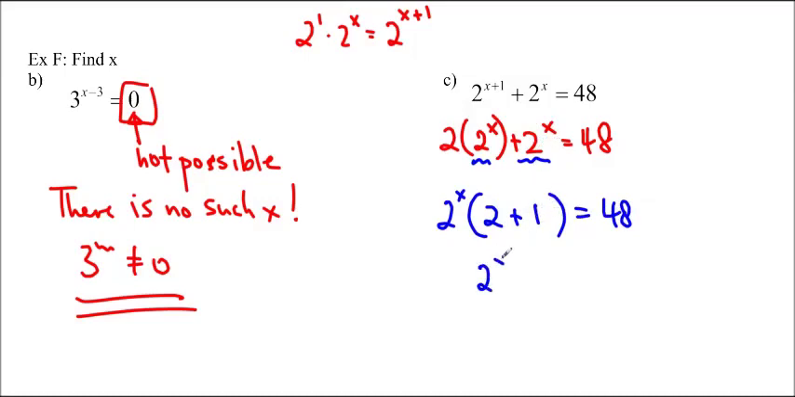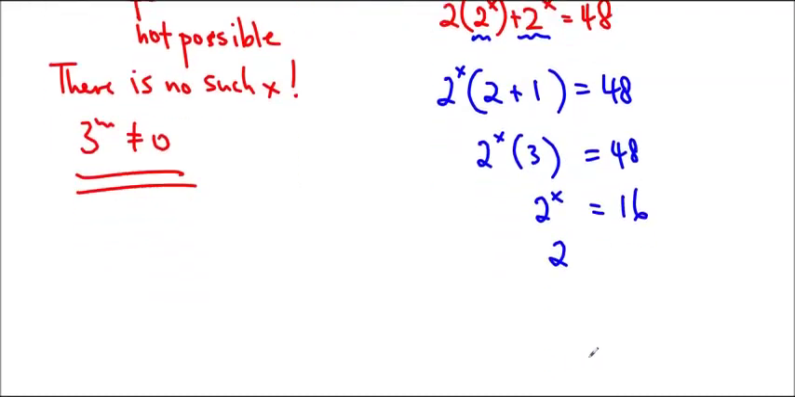So I get 2 to the x times 3 equals 48, and I can divide that out. 2 to the x equals 48 divided by 3 is 16, and I know 16 is really 2 to the 4, so x is equal to 4. And there you go.